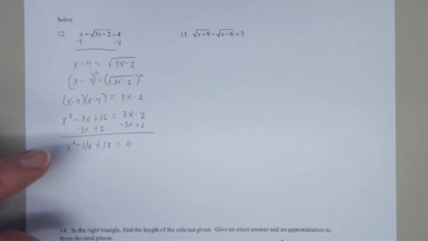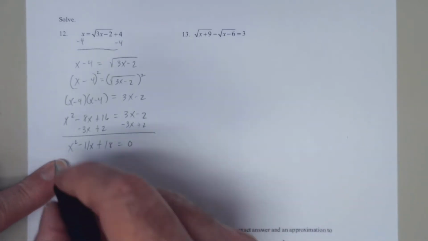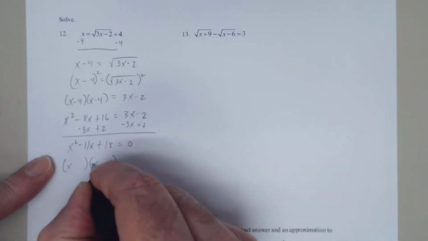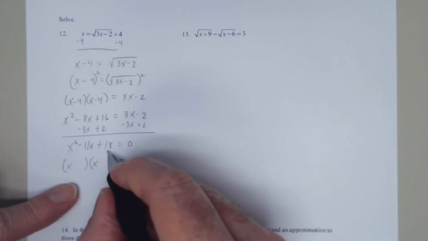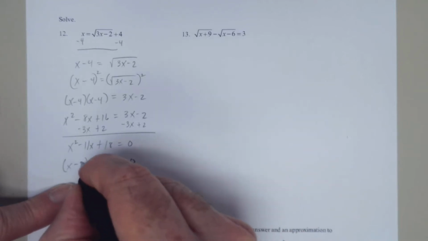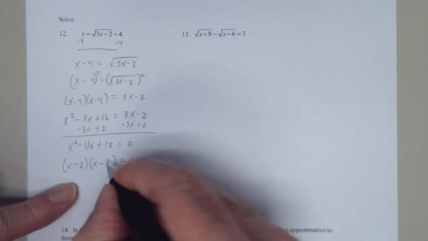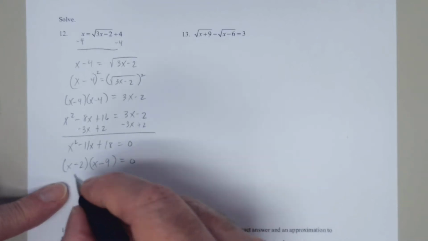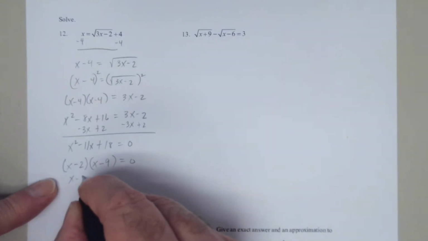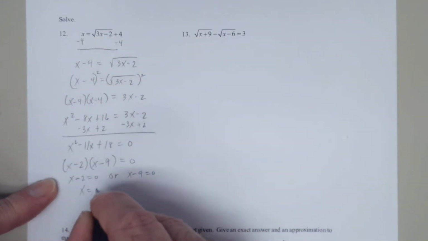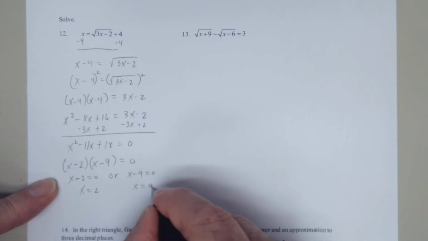Now I'm assuming that you can factor this. We use what's called the AC method. This is a 1x squared, so we know we're just going to have x and x here. And I need two numbers that multiply to 18 that add to negative 11. That would be negative 2 and negative 9. So when you factor that, this is what you get. So we can set each of the factors equal to 0. And you're going to get 2 and also 9.